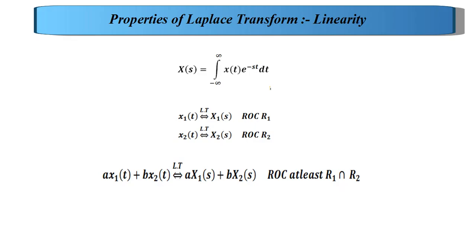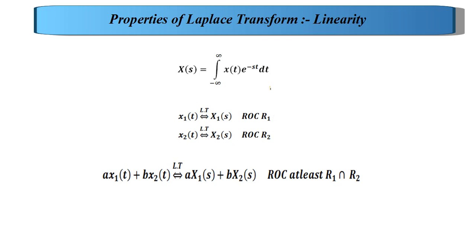Coming to the linearity property, the general equation for finding the Laplace transform is X(s) equal to the integral from minus infinity to infinity of x(t) e raised to minus st dt. Let the Laplace transform of the signal x1(t) be X1(s), and the ROC is R1, and the Laplace transform of another signal x2(t) be X2(s), and the ROC of that signal is represented as R2. So there are two signals, and transforms X1(s) and X2(s).